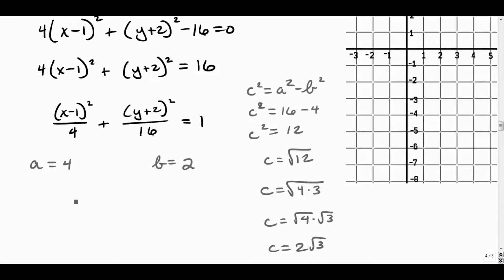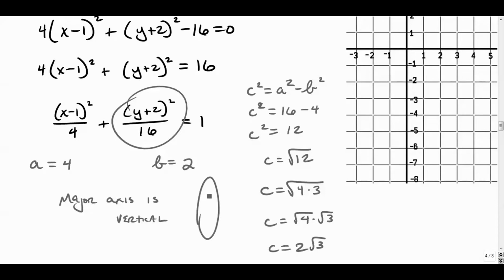Okay, so we have A, B, and C. Let's talk about our major axis. Our major axis is, in this case, the bigger number, the A value, is underneath the Y, so our major axis is going to be vertical. It's going to be an ellipse that's shaped like this, up and down.